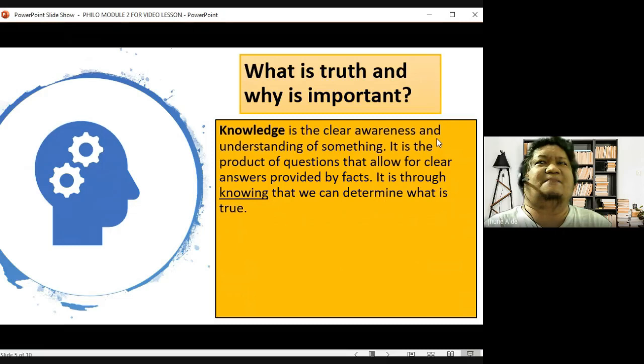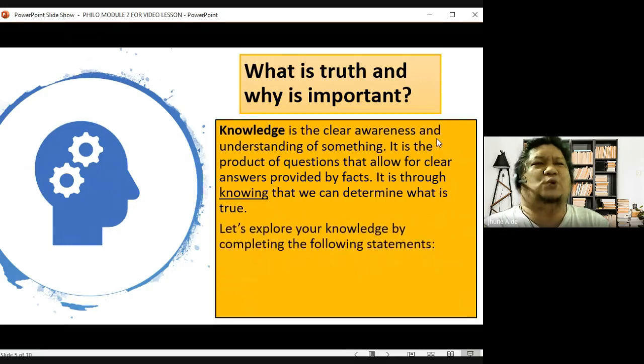knowledge is the product of knowing or answering the questions in your mind and looking for the answers to your questions. And let us explore your knowledge by completing the following statements. I know that, I know why, and I know how. So these statements correspond to what is based on reality.